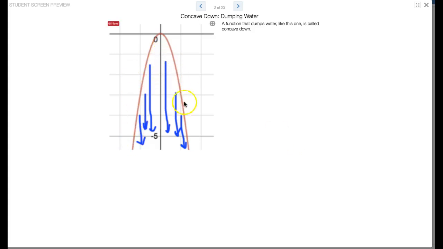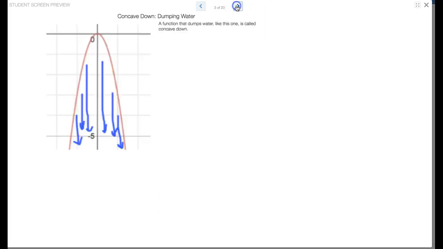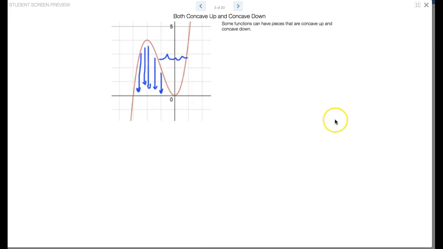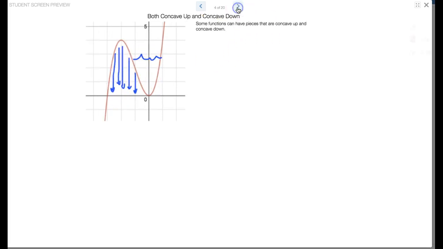Here's a graph that's concave down, and it does not hold water. If you put water on top of this graph, it would fall out. So that's a concave down example. And then here's an example of a graph being both concave up and concave down. You can see here it's concave down, and then here it's concave up. So it changes its concavity. Somewhere about this line here, it would be holding water, and here it would be falling out.